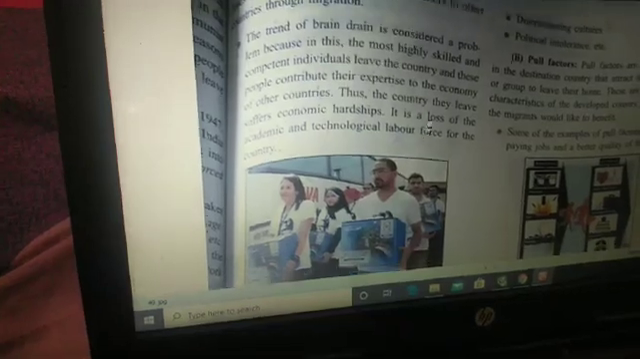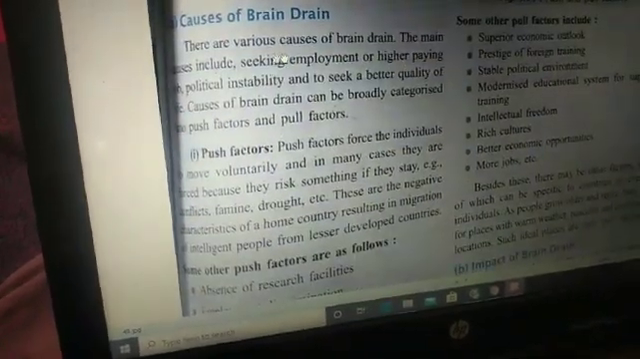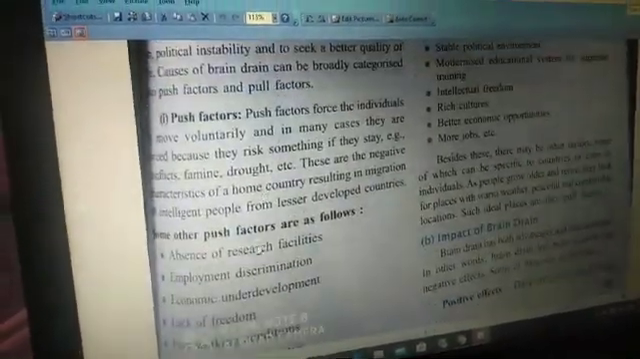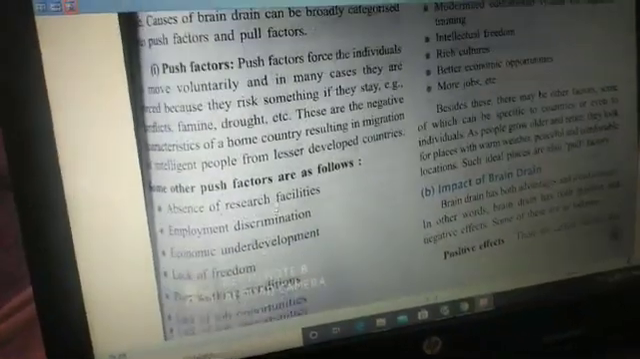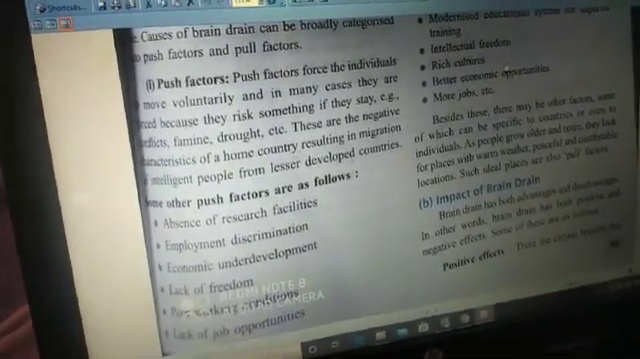And if you see here, most of the highly qualified people are not ready to live in their own country. So their main causes are based on two factors: push factor and pull factor, as we discussed already. Under the push factor, these are the points: no good proper research facilities or employment discrimination. So the country is economically very low.